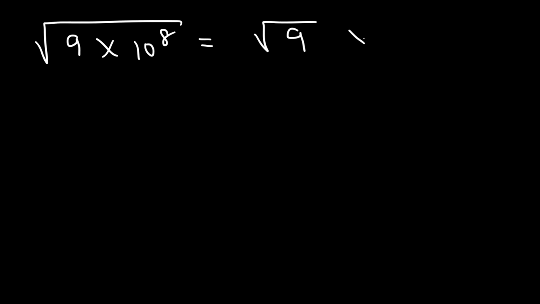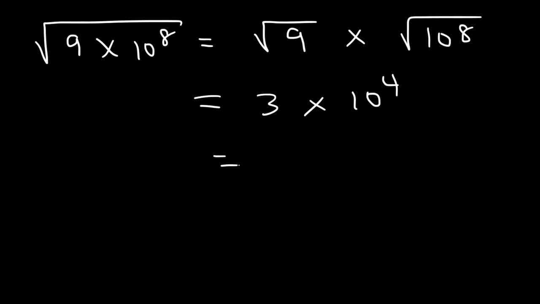Try this one. Go ahead and simplify the square root of 9 times 10 to the 8. So this is going to be the square root of 9 times the square root of 10 to the 8. The square root of 9 is 3, and the square root of 10 to the 8, you just divide 8 by 2, and so it's 4. So it's 3 times 10 to the 4, which is 30,000.